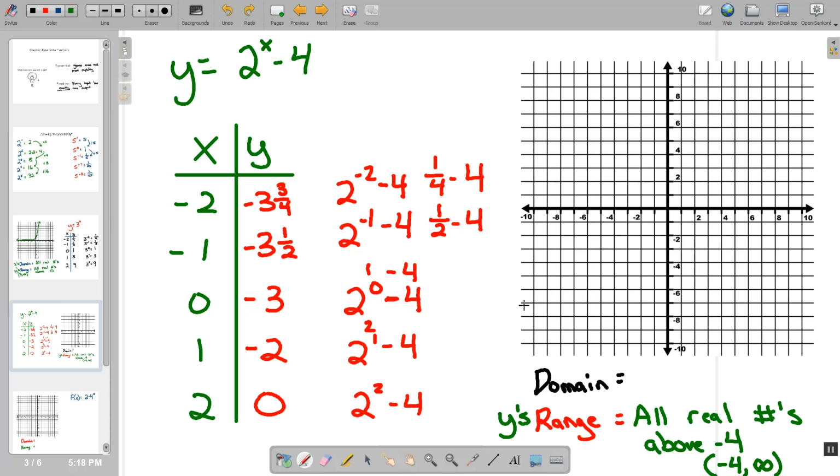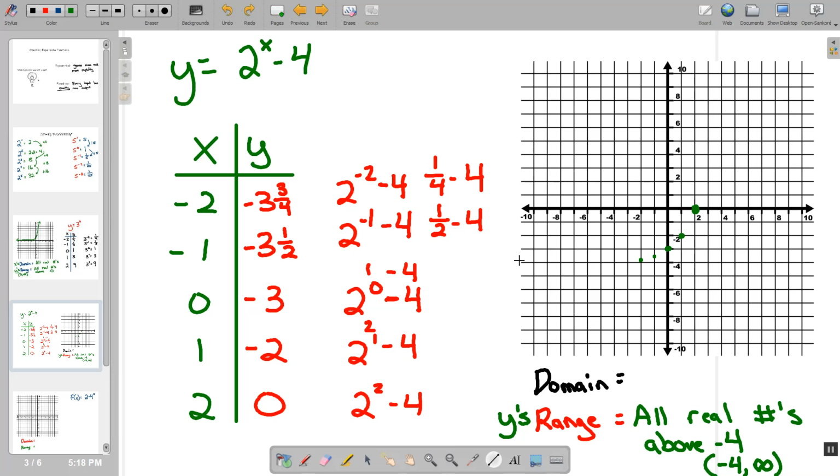Okay, so now let's graph it. So -2, and then -3 3/4 is down here. -1, -3.5 is right there. 0, -3 is right there. 1, -2 is right here. And 2, 0 is right here. So we're starting to kind of see our line.